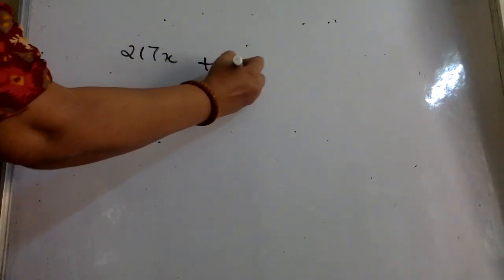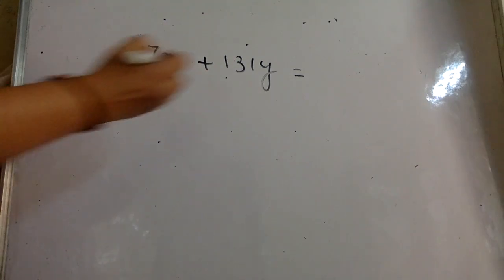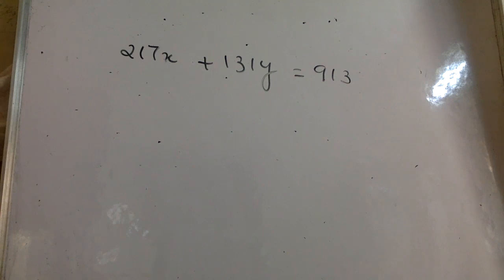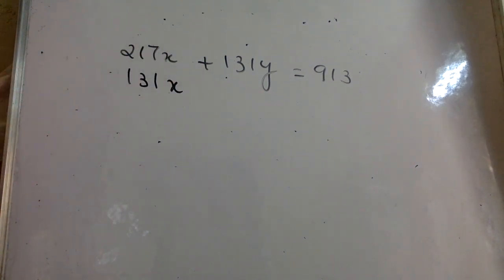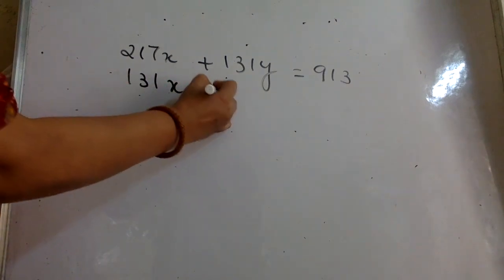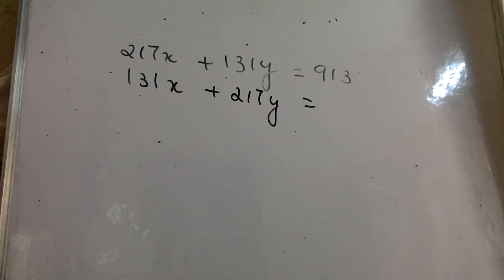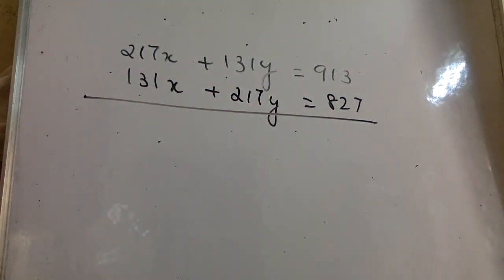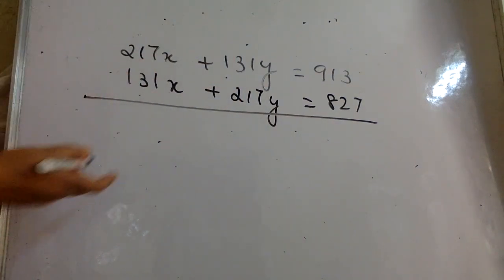217x plus 131y is equal to 913. Okay, and 131x plus 217y is equal to 827. You can see the sums are really big, and there's an interchange of coefficients. So we start with the very same method once again.